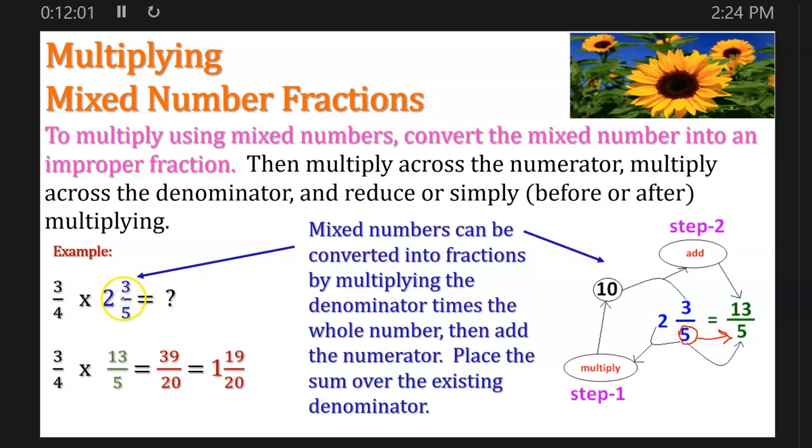Then once you convert it, you just multiply across the numerators and then across the denominators. So 3 times 13 is 39 and 4 times 5 is 20. And then we can divide again in order to turn that improper fraction back into a whole number, or a mixed number, I should say.